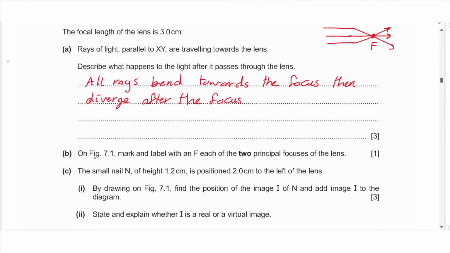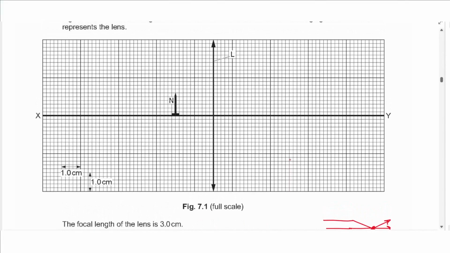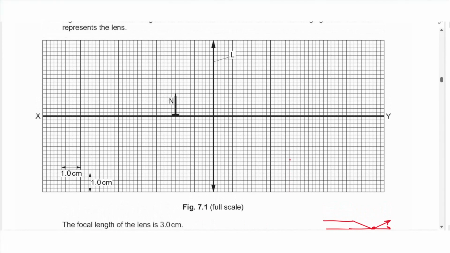Part B says, on figure 7.1, mark and label with an F each of the two principal focuses of the lens. It said in the question that the focal length is 3 centimeters. So we have 1, 2, and 3. So this is the first focal point. And we have 1, 2, and 3. So this is the second focal point.